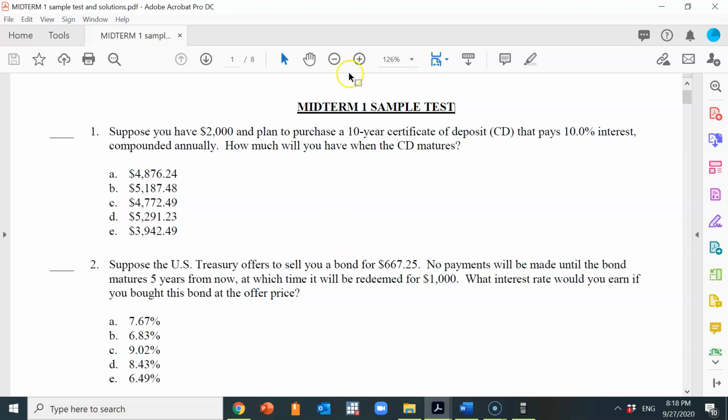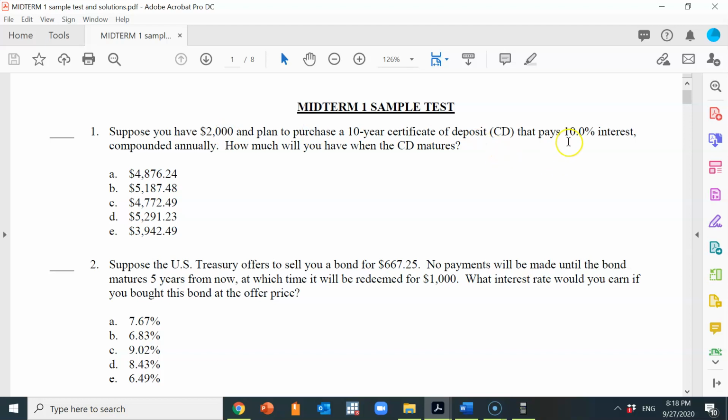All right, let's first look at the first question here. Suppose you have 2,000 and plan to purchase a 10-year certificate of deposit that pays 10% interest, compounded annually. How much will you have when the CD matures? Okay, this is a very simple question of future value of a lump sum. Okay, you are depositing 2,000 today. So from your perspective, you have cash outflow of 2,000 today at time 0.